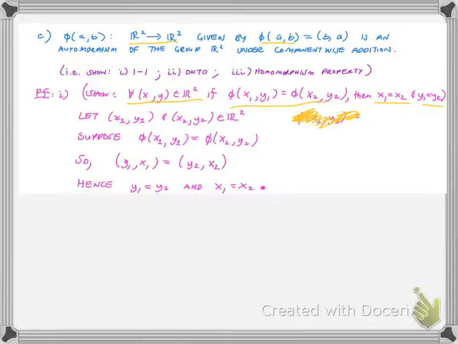Suppose, all right, well, this show part really sets it up for you, right? So suppose phi of (x1, y1) equals phi of (x2, y2). Well, by the definition of the operation, we flip the two, we invert them, so (y1, x1) equals (y2, x2). But by the definition of ordered pairs, that means y1 equals y2 and x1 equals x2, and therefore it is one-to-one. Okay, so we're going to go into onto. If you want to pause and try to do onto on your own and then come back, that's fine.